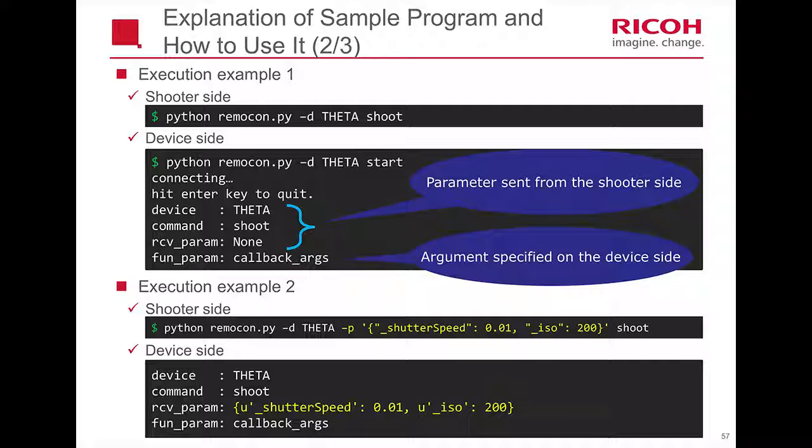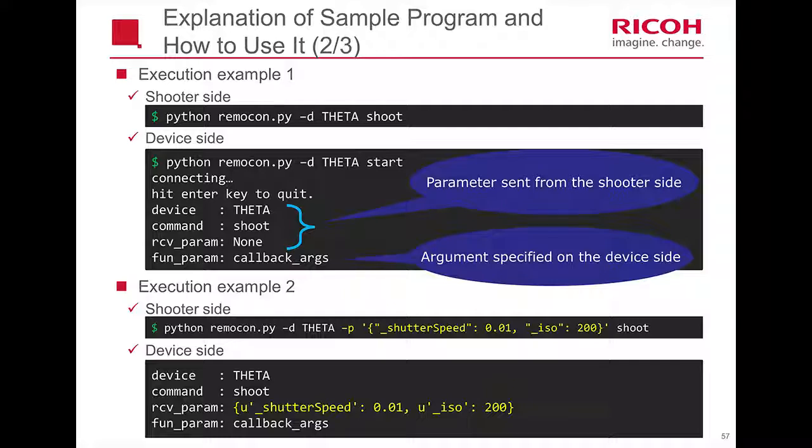In execution example 1, THETA is entered as the device ID, and the shoot command is executed with no parameters. On the device side, again, THETA is entered as the device ID, and the start command is executed to put the system in wait for shooting mode. When the shoot command is received on the device side while in this waiting state, the output should look like the one on the slide. The first three parameters are those sent from the shooter side.